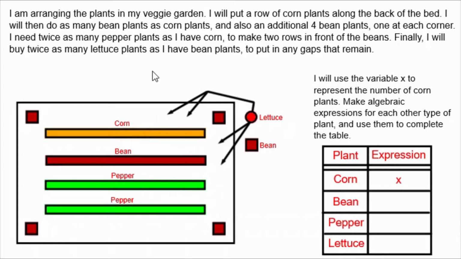Finally, there's the lettuce. I'm going to use the lettuce, which is shown with a red circle, to fill in all of these spaces. My arrows are only showing some of the spaces, but I'm going to fill in quite a few spaces, and I think that I'll need twice as many lettuce plants as I have bean plants.